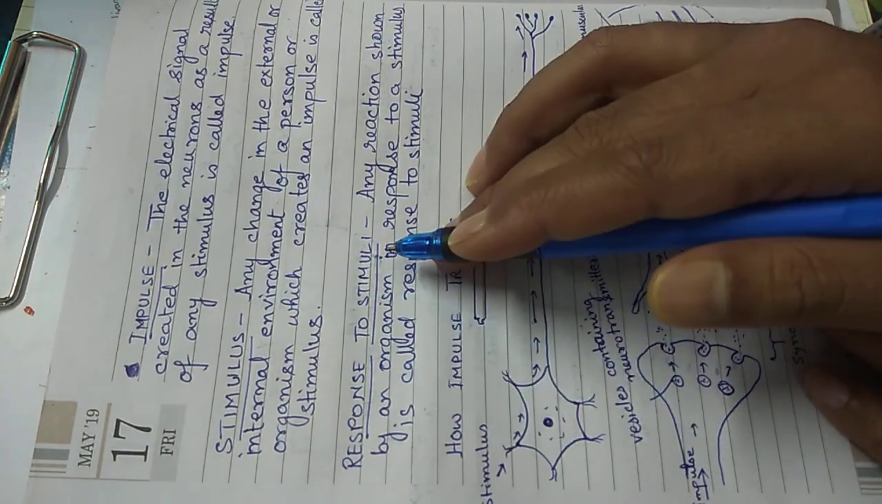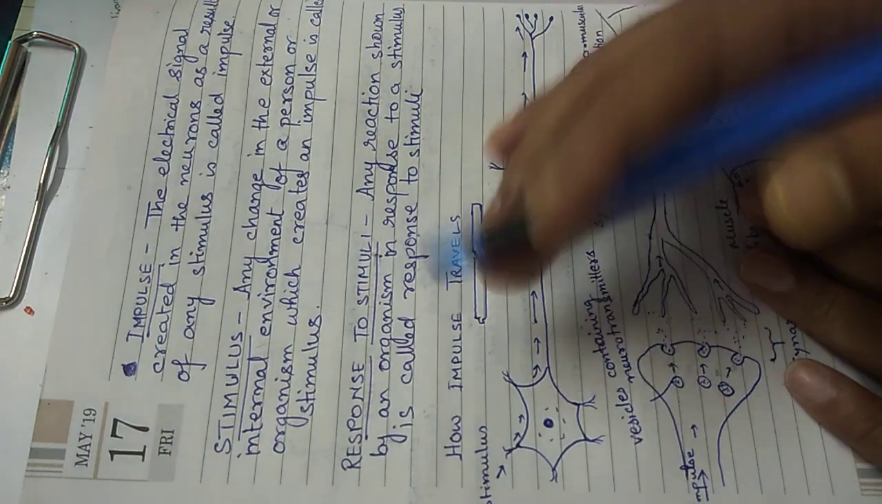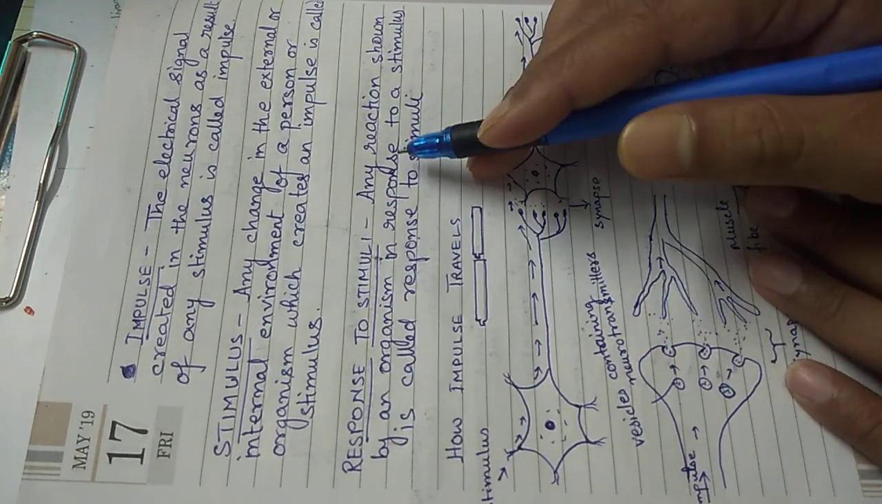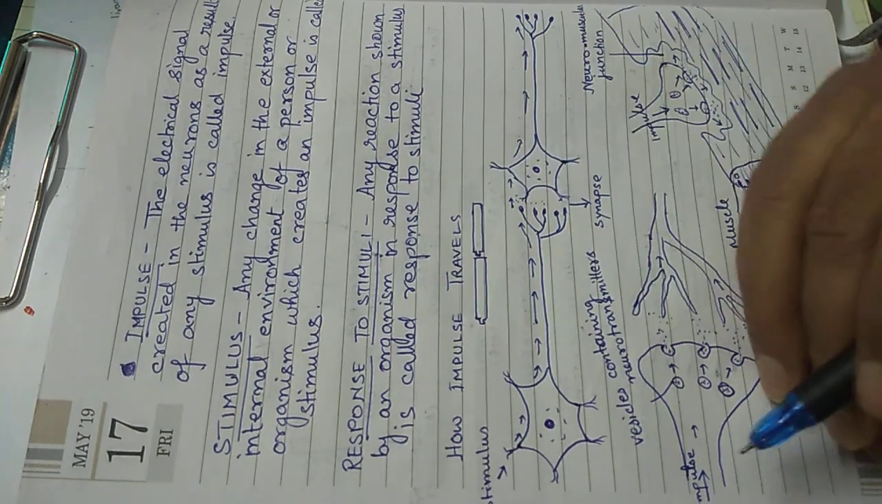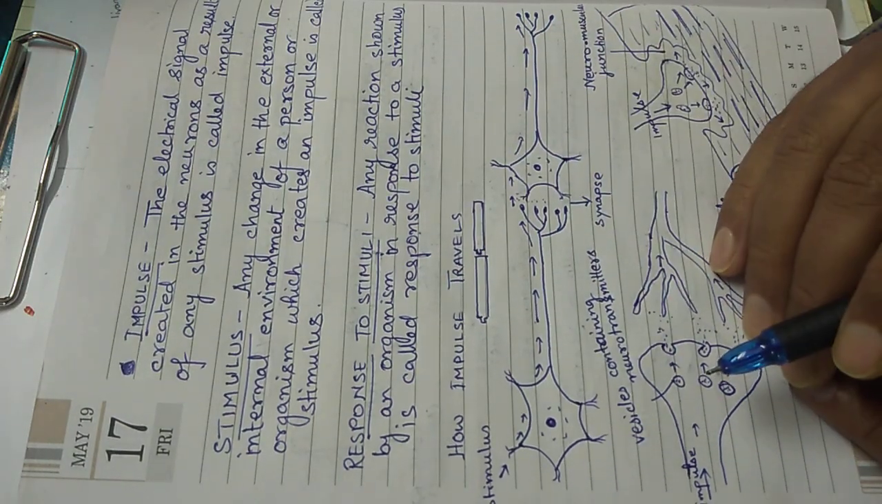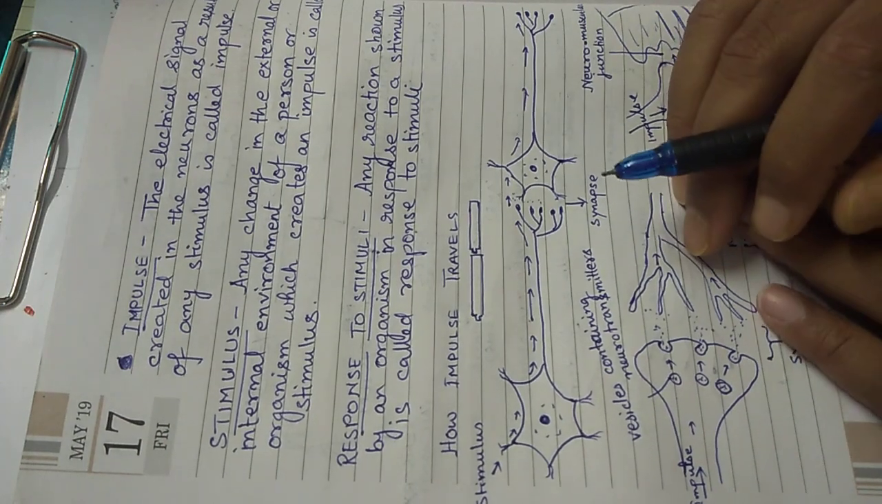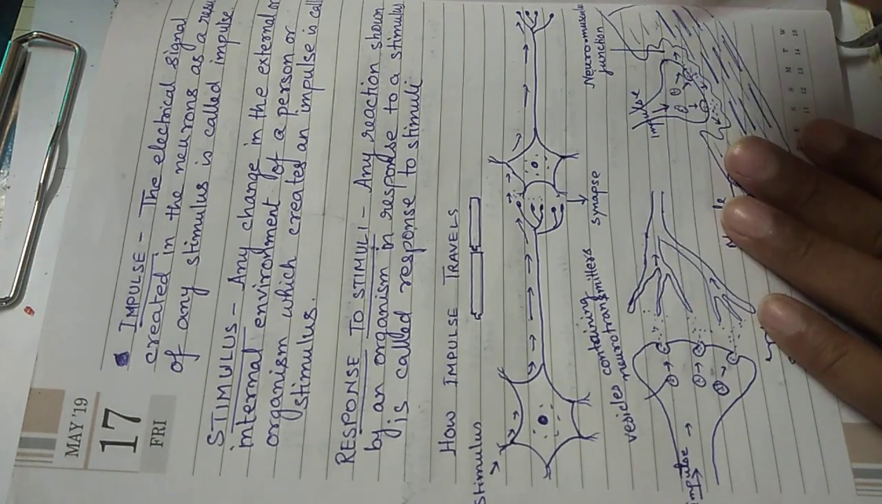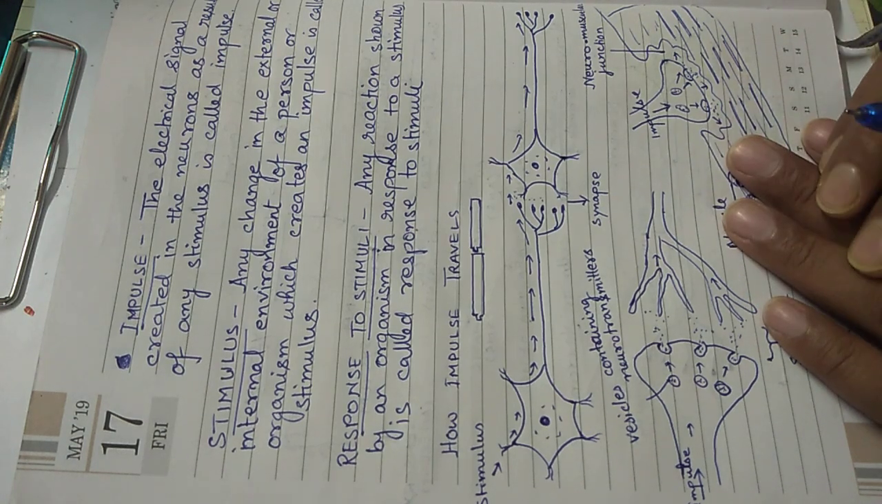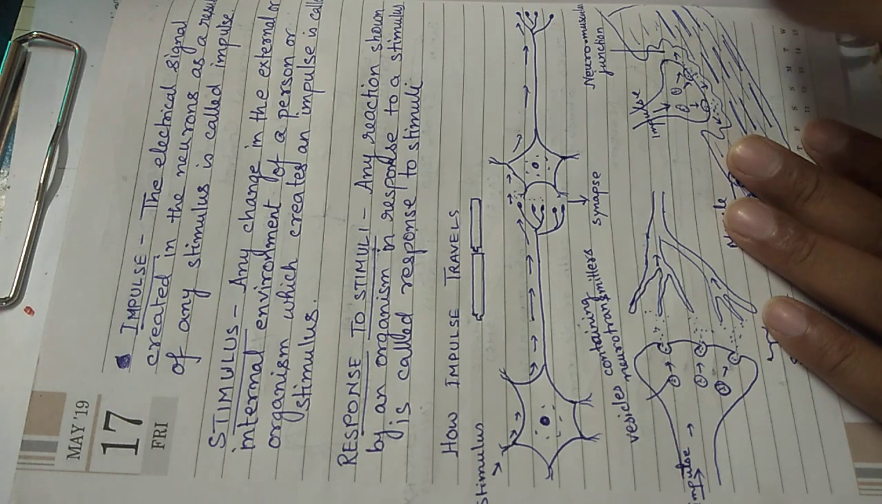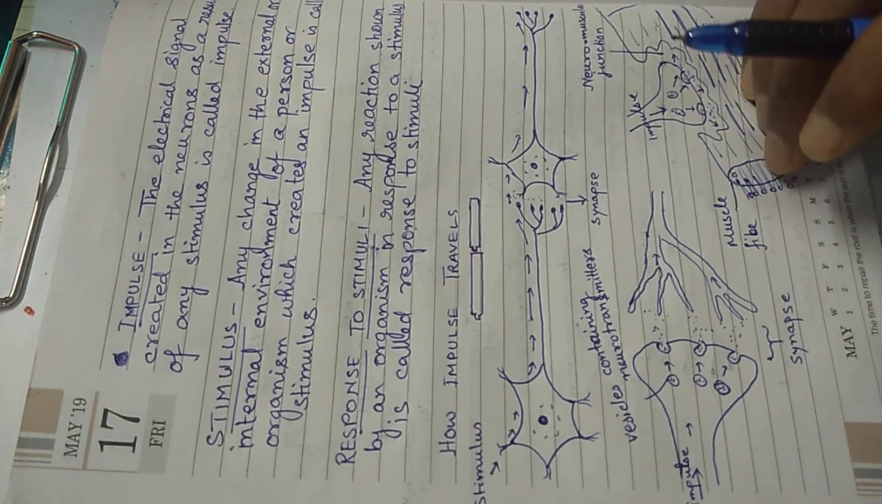Now what is response to stimuli? Stimuli is the plural of stimulus. Any reaction shown by an organism in response to a stimulus is called response to stimuli. So any kind of reaction that you are showing. Suppose there is a bright flash of light, you shut your eyes. A mosquito is sitting on your hand, you try to snap that mosquito. That kind of reaction that we show is called response to stimuli.